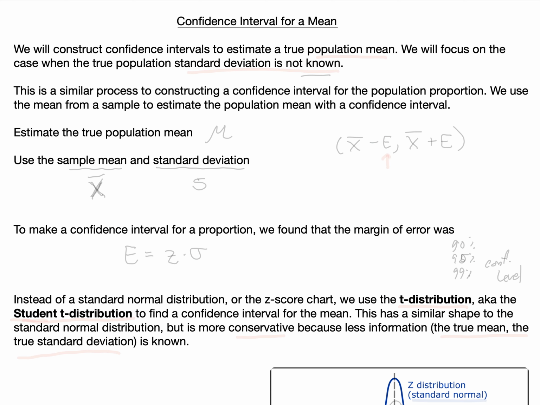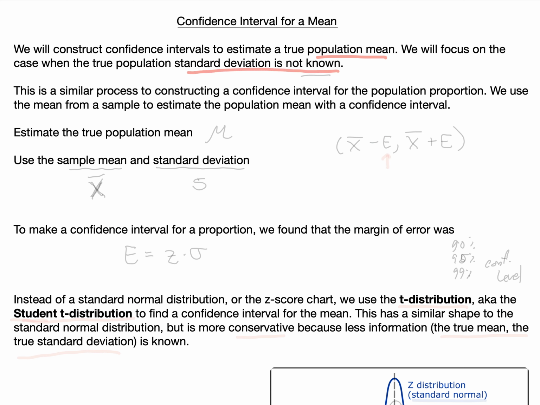In this video, we're going to talk about constructing a confidence interval for a mean. So we will construct confidence intervals to estimate a true population mean. We will focus on the case when the true population standard deviation is not known. This is the more useful case.